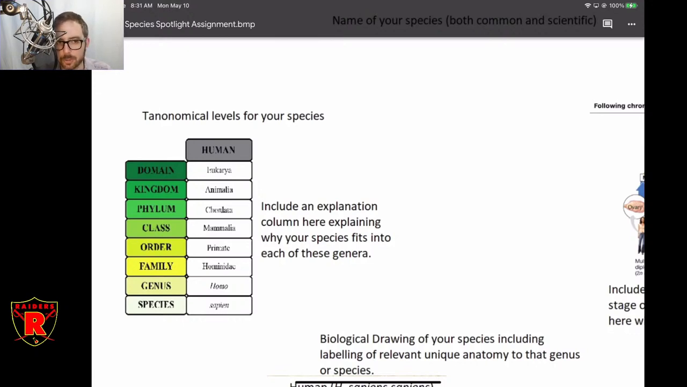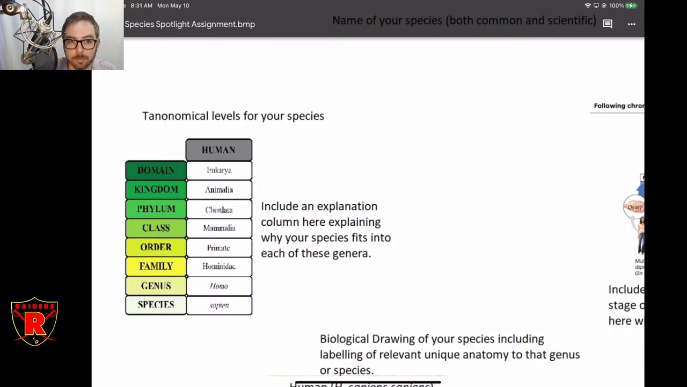So for example, if it's a eukarya, why? What makes it a eukarya? If it's an animal, what makes it an animal? Why is it an animal? That's what goes in the third column. So you're going to explain why it has been placed into these categories at every taxonomical level.